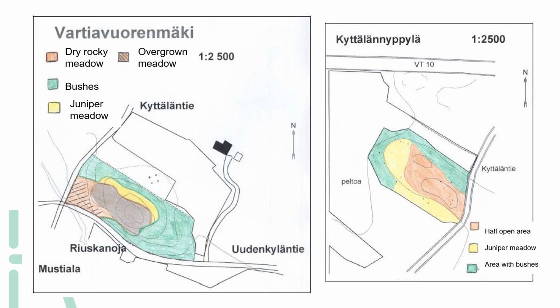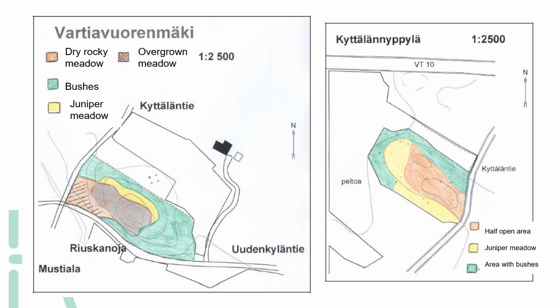Here is then an example, and as you can see, this is nearly hand drawn. There are a lot of mapping tools nowadays that you can use to draw this kind of maps. And here you can see that roughly we were looking, without any deeper expertise, what kind of areas they are. So dry rocky meadow, bushes, juniper meadows, where are they located? And then the overgrown meadow part, where is that?